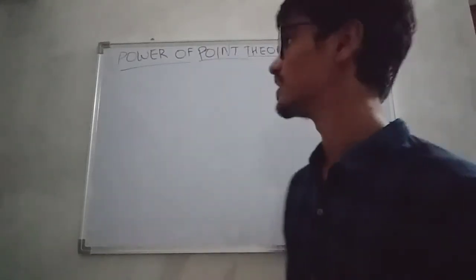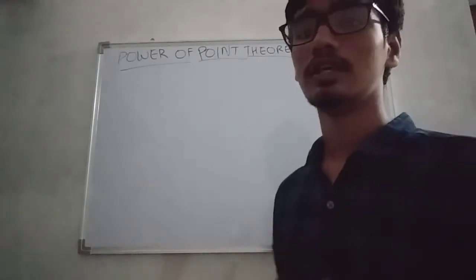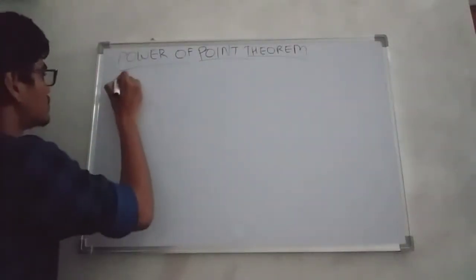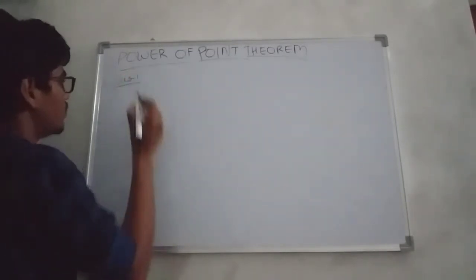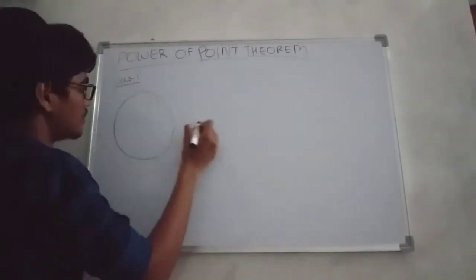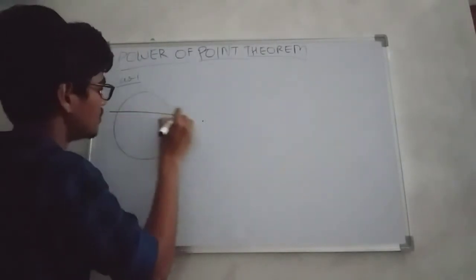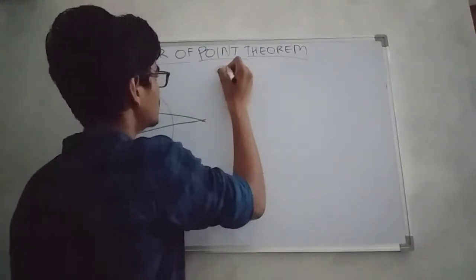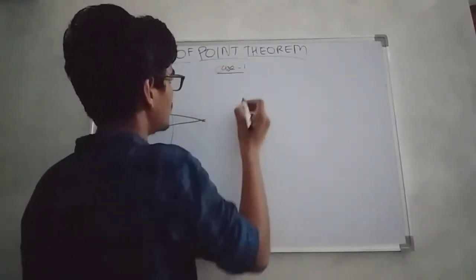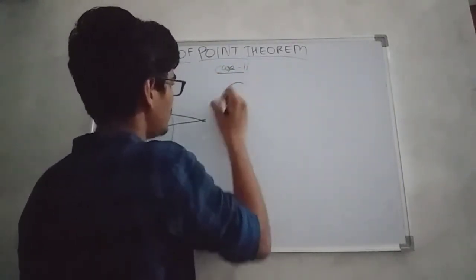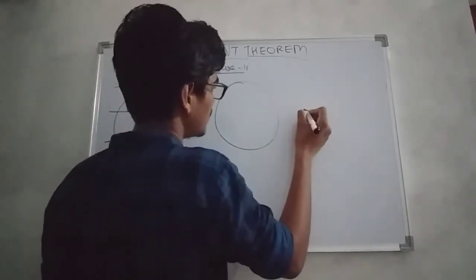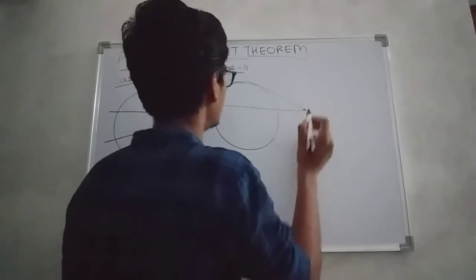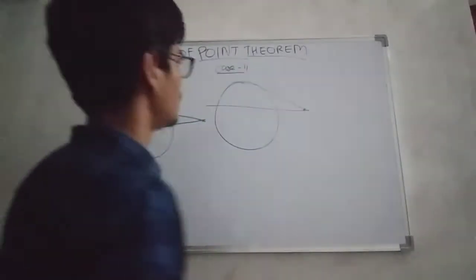Here I want to explain the power of point theorem. This theorem is mainly useful in three cases. Case 1, when the point is external such that two secants are drawn to it. And case 2, when the point is external such that one tangent and one secant are drawn through the point.